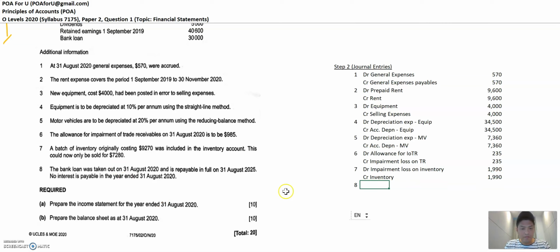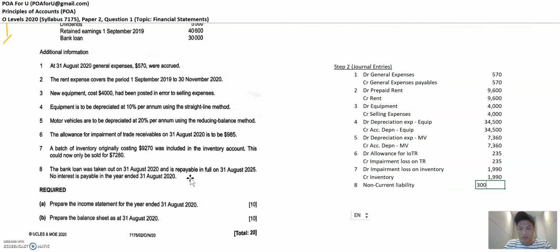Okay, now next one is bank loan that was taken. So the bank loan here, you need to fully repay it by 2025. So that's more than 12 months away. And if it's more than 12 months away, then it's not a current liability. There's no current portion of the borrowings that you need to report in your current liability section. You just have to report it as a long-term liability, or non-current liability. So I'm just going to put here non-current liability, right?